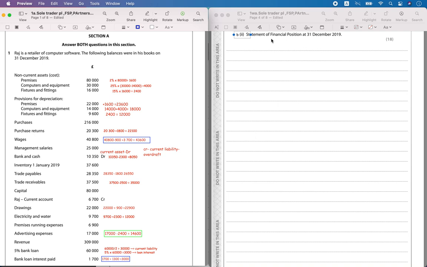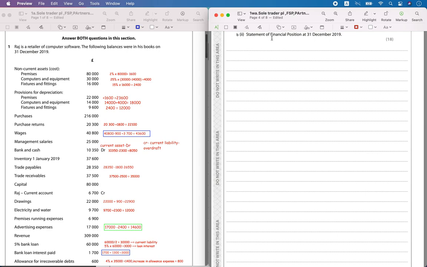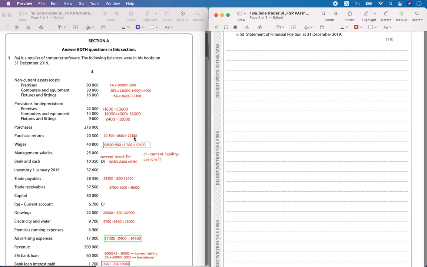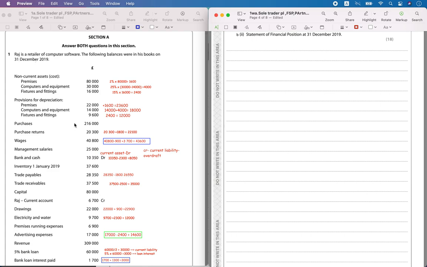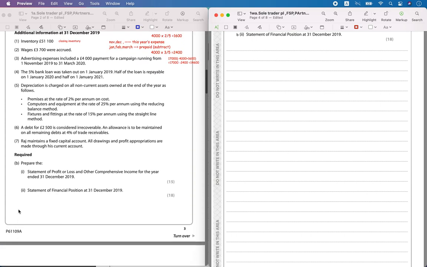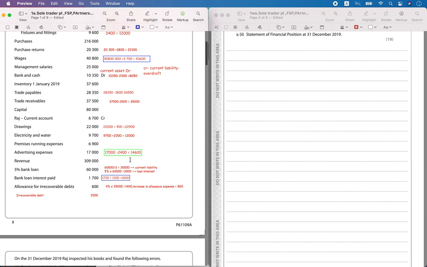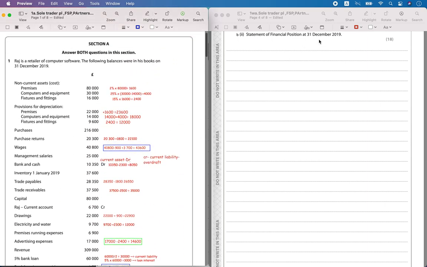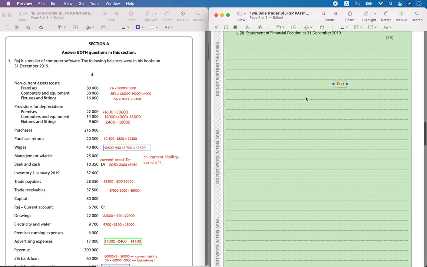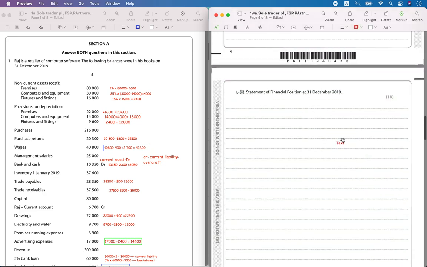Hi, today I'm solving January 2020, question number 1, B2 question, which is the statement of financial position at December 31st. The first portion, profit and loss, journal entry and correction, has all been solved in the previous videos. So let's solve the statement of financial position. Let's prepare the statement of financial position for Raj, the retailer.